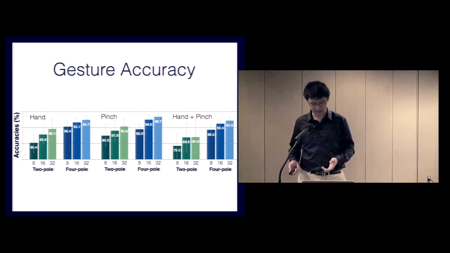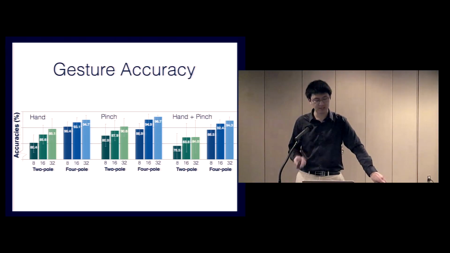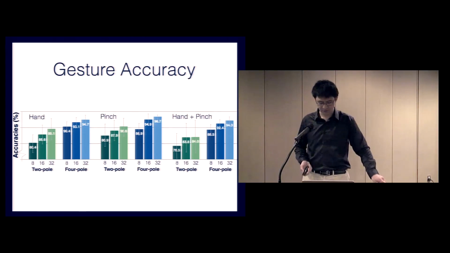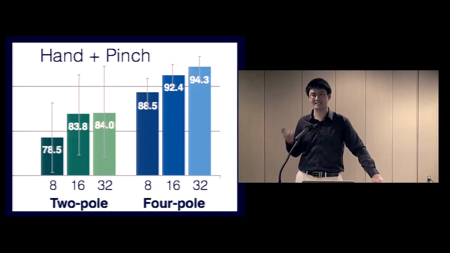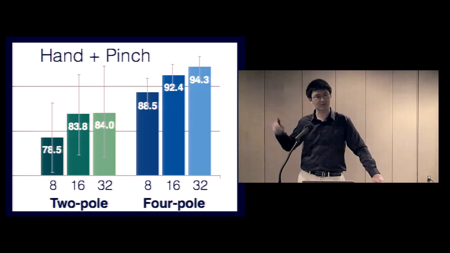Our results indicate that 4-pole sensing is a lot better than 2-pole sensing, and further, that increasing the number of electrodes basically monotonically increases accuracy. If you focus clearly on the most challenging condition, our combined hand-pinch gesture set, which has 11 gestures in all, you can see that we cap out around 84% for 2-pole, but for 4-pole, we keep going up until around 94.3% at the 32 electrode case.